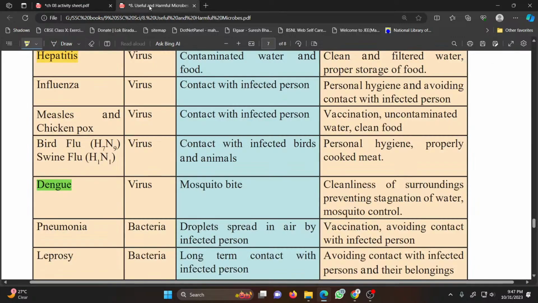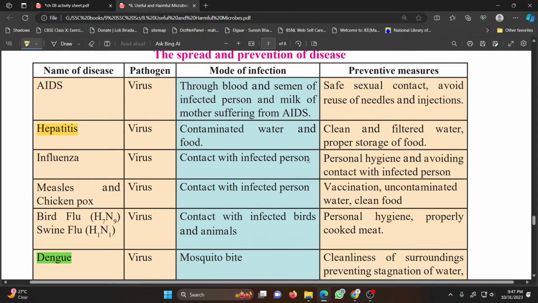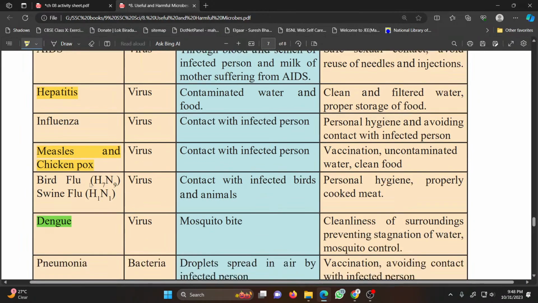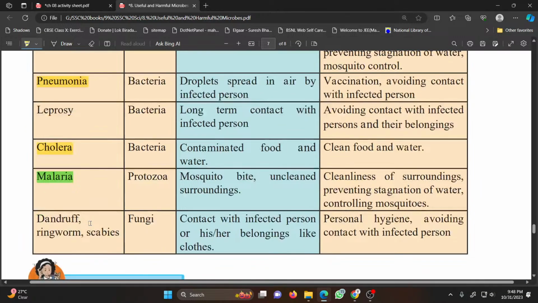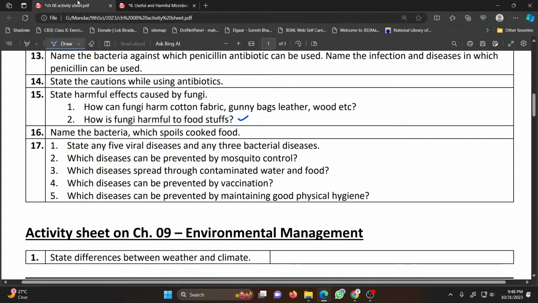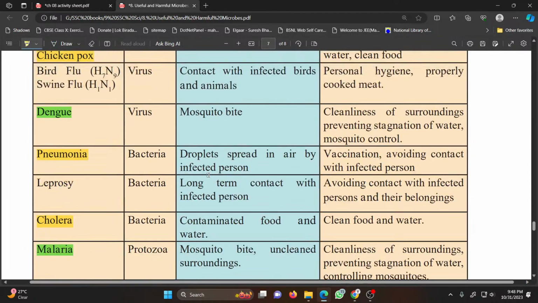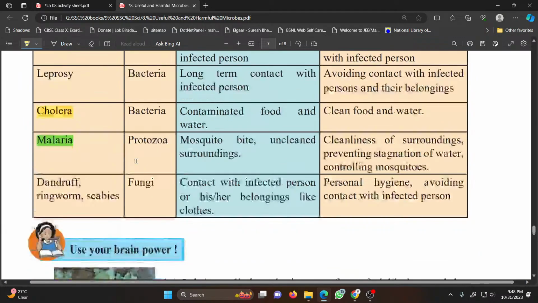Which diseases can be prevented by vaccination? Measles, chickenpox can be prevented by vaccination. Pneumonia can be prevented by vaccination. Which diseases can be prevented by maintaining good physical hygiene? Bird flu, swine flu can be prevented by good physical hygiene. Also the skin diseases like dandruff, ringworm, scabies, which are fungal diseases, can also be prevented through physical hygiene.